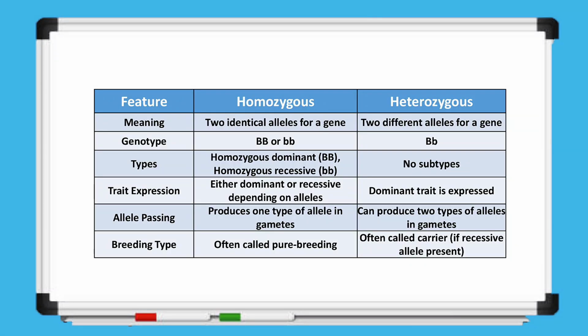The comparison is that homozygous refers to having two identical alleles for a gene, while heterozygous refers to having two different alleles for the same gene. In terms of genotype, homozygous individuals have either both capital BB or both small bb, whereas heterozygous individuals have one capital B and one small b.